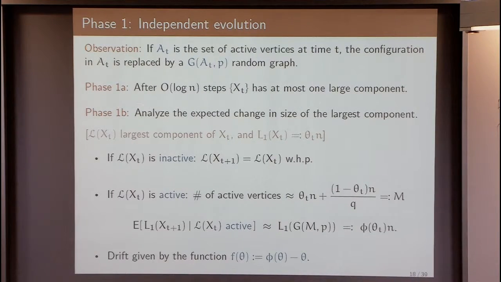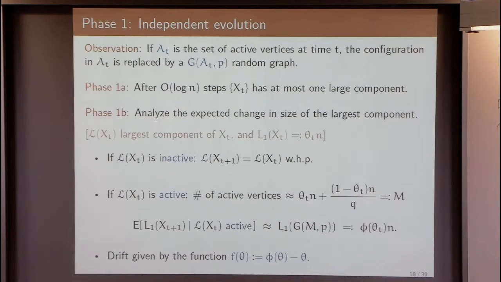And now we can use this to analyze the evolution of the Markov chain. For example, in phase 1A, we can show that after log n steps, there is going to be at most one large component. And this is because we know that a G(n,p) random graph, even if it is subcritical or supercritical, will have at most one. So it's easy to see how, if you have many, they will cancel in a few steps of the dynamics.